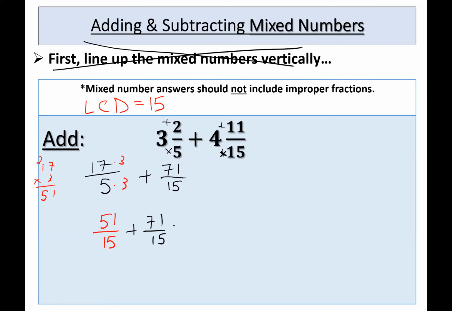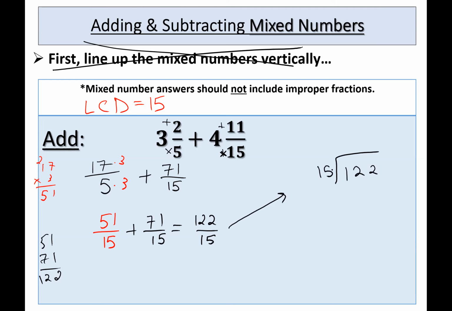Okay, so we have the common denominator of 15. We add the numerators, 51 plus 71. That's going to be 122. So we're getting an improper fraction of 122 over 15. Now we should change that back to a mixed number. And we'll do that by dividing. 122 divided by 15.